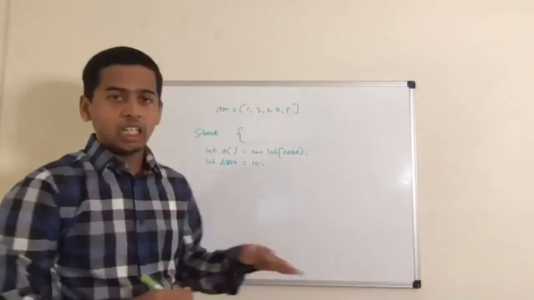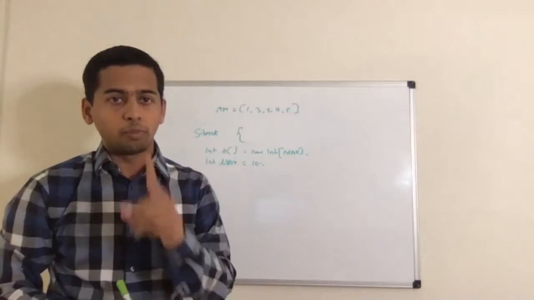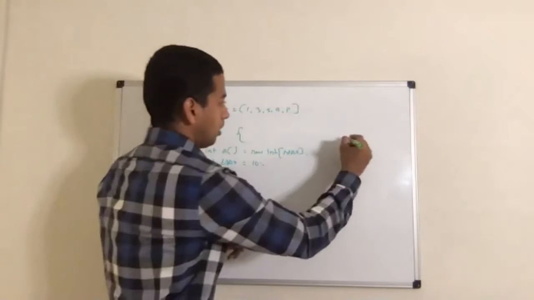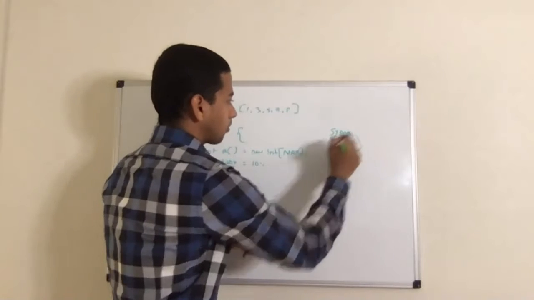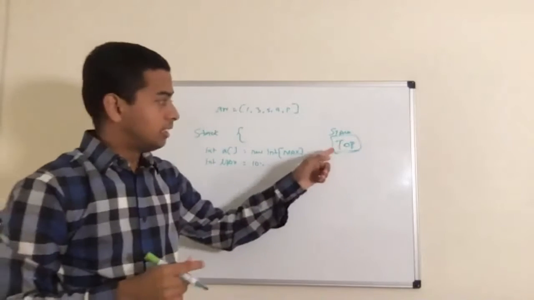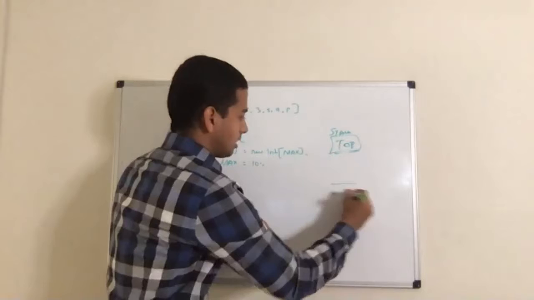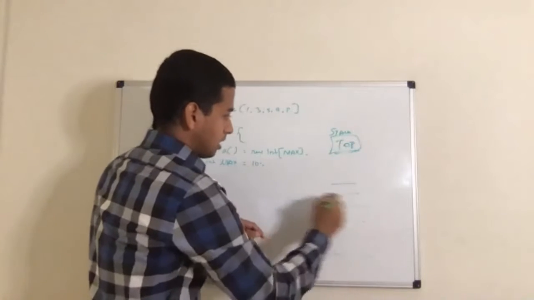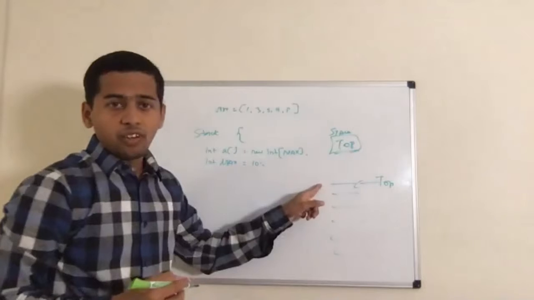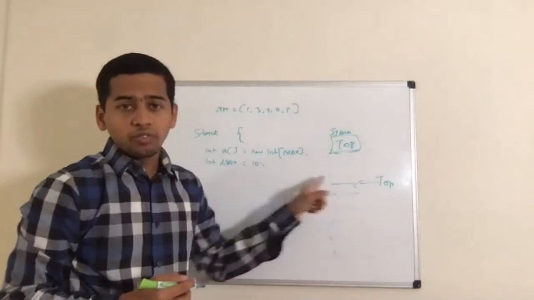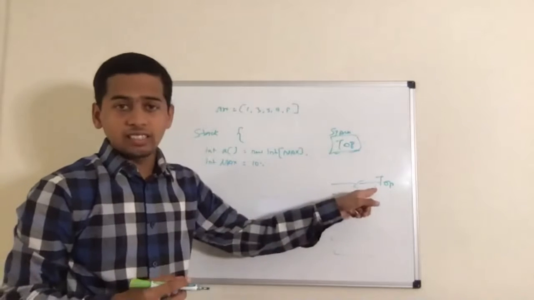In the stack, at any given point, you will have only one pointer. The pointer denotes top. Top is the pointer we will have in a stack. What does this top denote? Let's say this is my stack. This pointer denotes the pointer of the first record. That is the stack pointer.